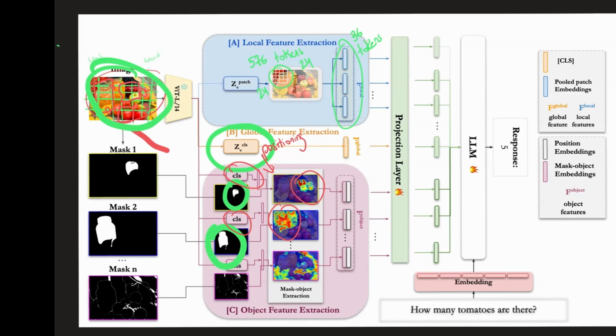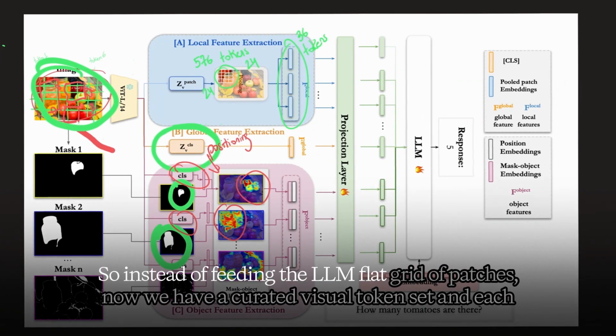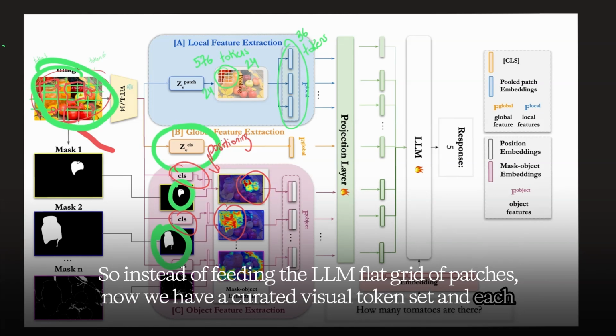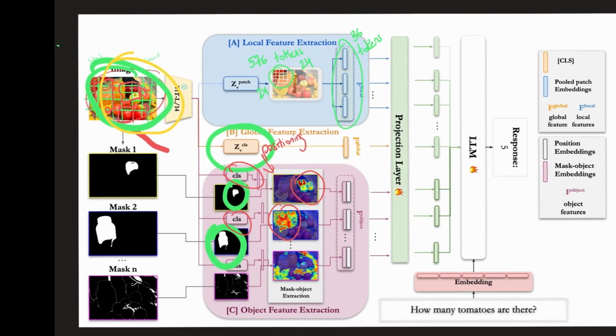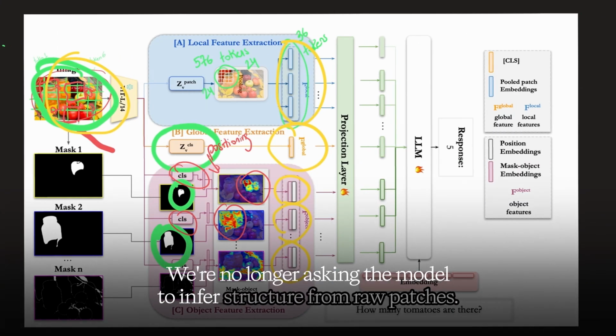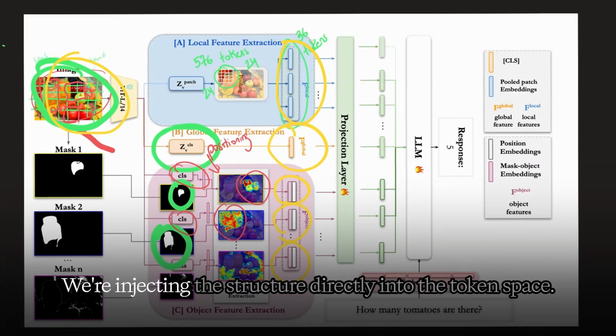So let's summarize a bit. Instead of feeding the LLM a flat grid of patches, now we have a curated visual token set. And each type of token serves a different distinct role. You're going to have your global token, what the image is about. Right here, you're going to have local tokens. These are spatial layout and interactions. And we're going to have tokens for each of the objects. So this is the key shift here. We're no longer asking the model to infer structure from raw patches. We're injecting the structure directly into the token space.